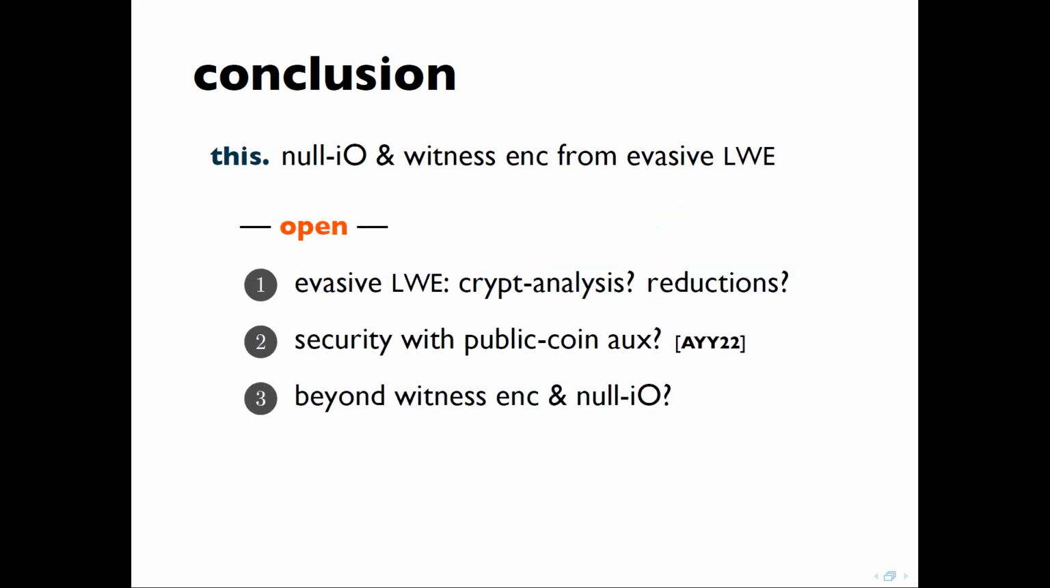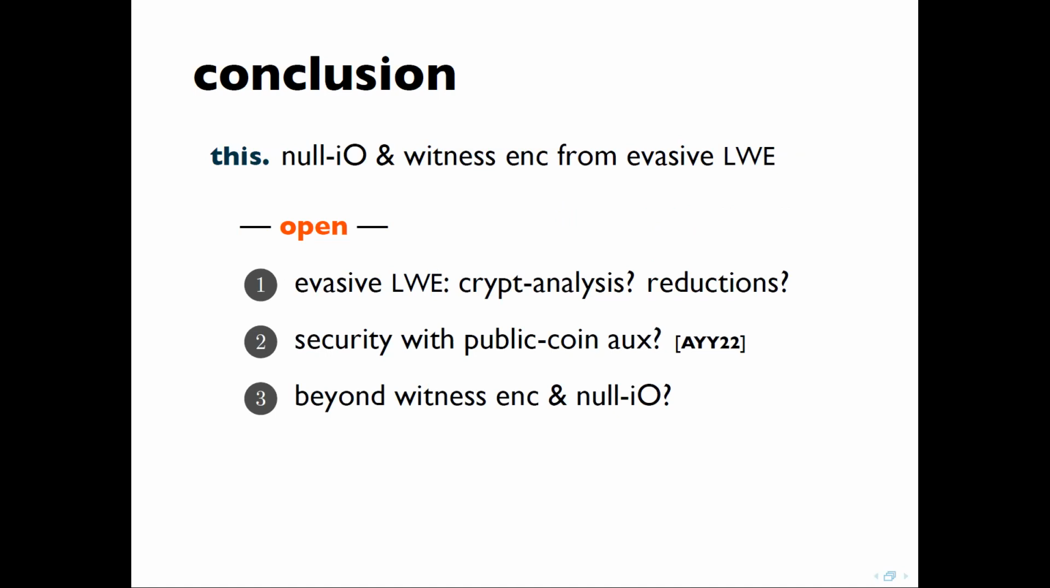Right, so let me conclude with a number of open questions. The first is to better understand the evasive RWE assumption, either via cryptanalysis or reductions. The second pertains to the fact that for our analysis, we actually require the evasive RWE assumption with private coin auxiliary inputs. And you can show that you can construct contrived auxiliary input distributions based on obfuscation, for which the evasive RWE assumption is false.